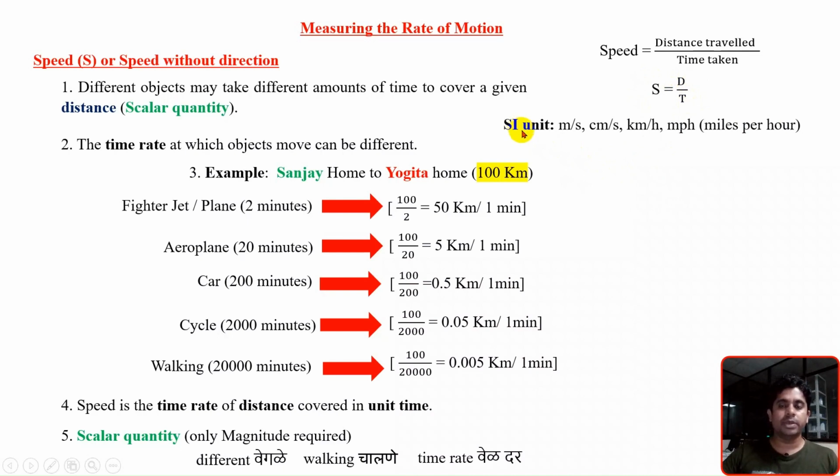What unit of speed can we give? See, distance unit is meter, time is in second, so we can take meter per second, or centimeter per second, kilometer per hour, or miles per hour. All these are units of speed. So this is about speed. It is speed without direction. Direction we have not considered anywhere. With this speed we can measure the rate of motion. Here we have measured the rate of motion only. In coming videos we will discuss more about this speed without direction term.